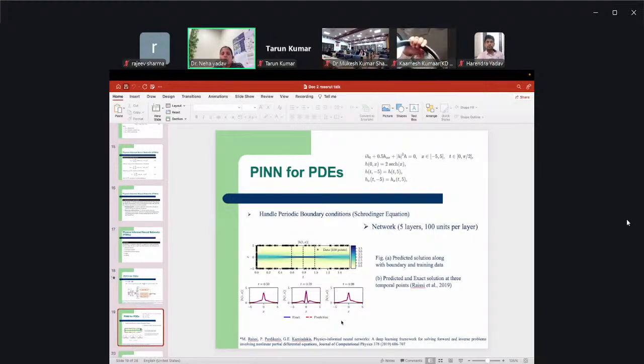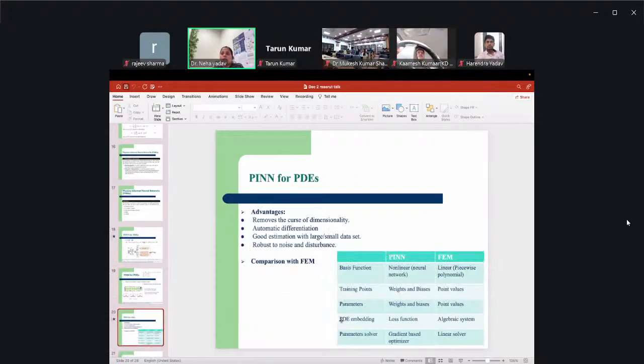Now, since we understand what PINNs are and how we solve the partial differential equation using PINNs, what are the advantages they offer? It removes the curse of dimensionality. The basic problem in numerical methods is that when the dimension of the problem increases, the computational complexity increases, because of course the meshes are more and the problem is also of higher dimension. But this is not the case with PINNs.